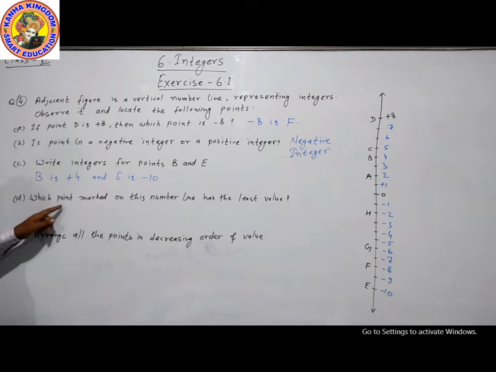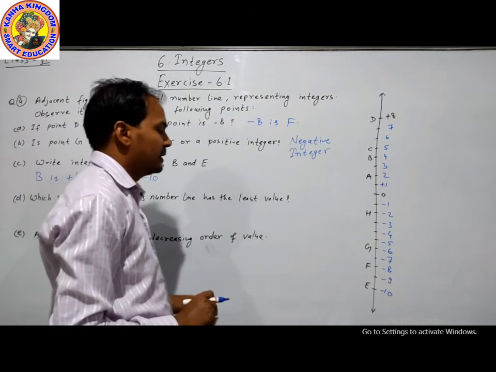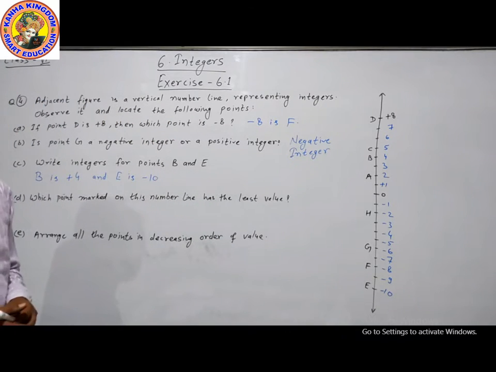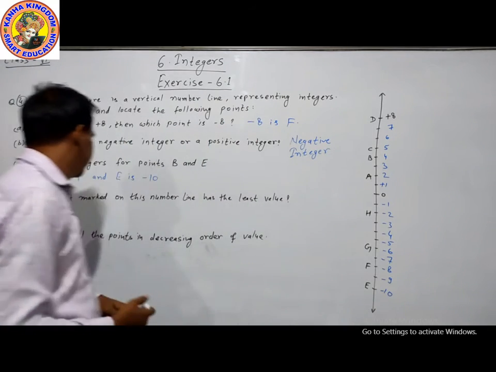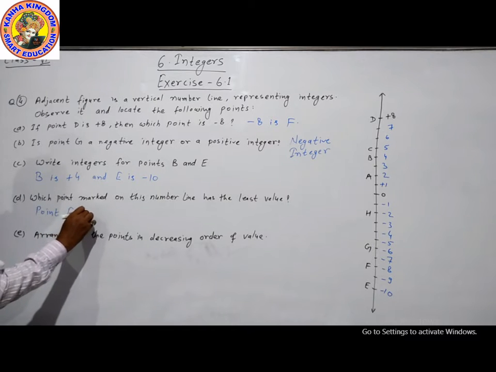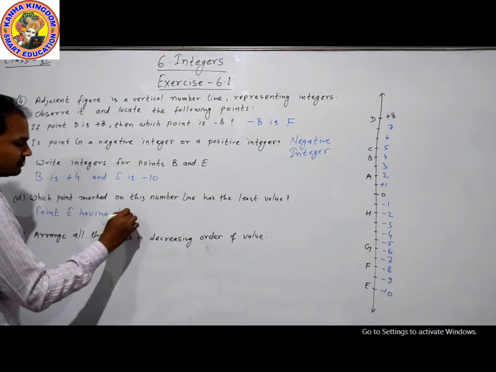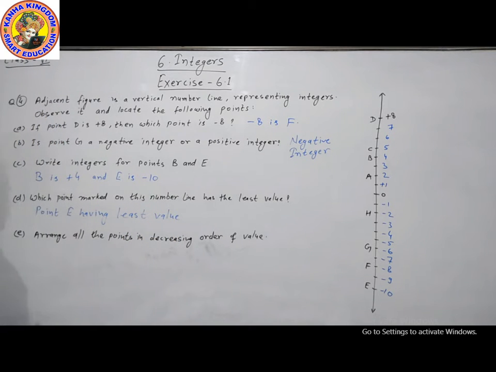Next, which point marked on this number line has the least value? Least, minimum value. The negative numbers are least, so minus 10, E. Point E is least, having the least value.